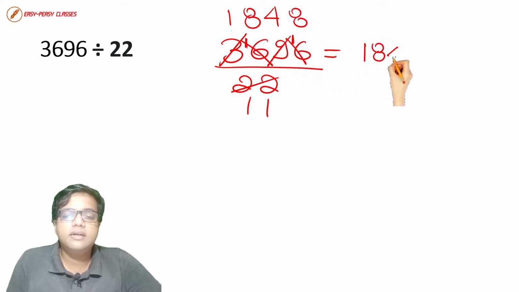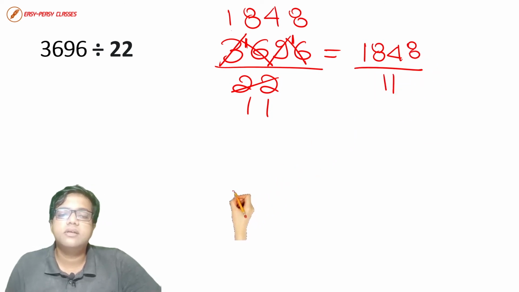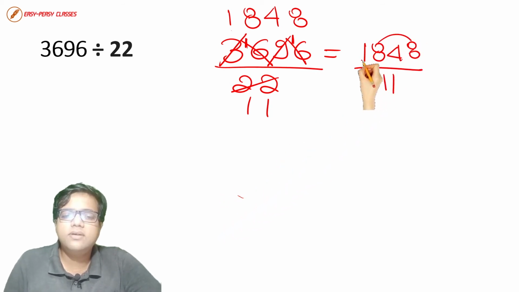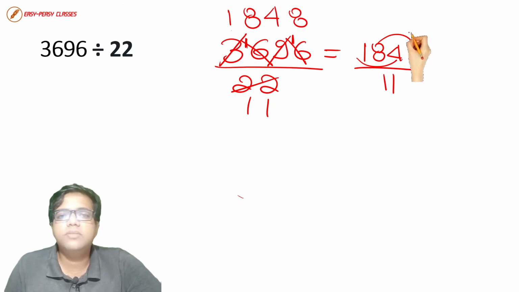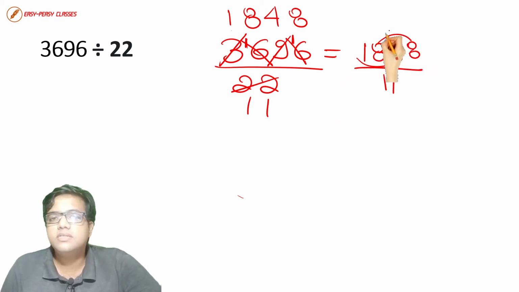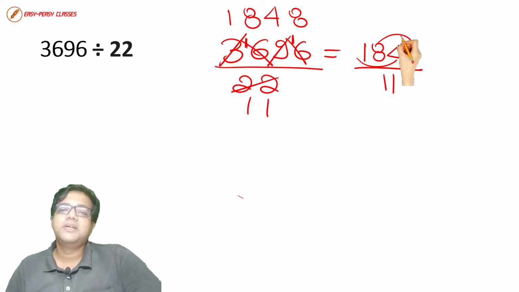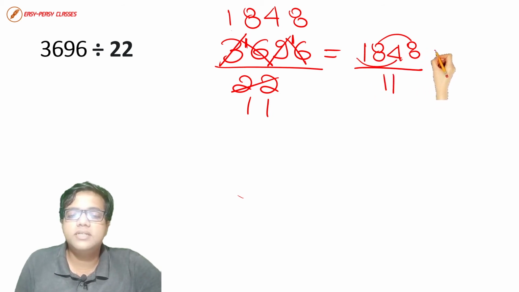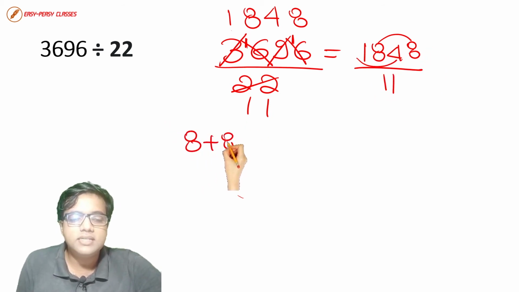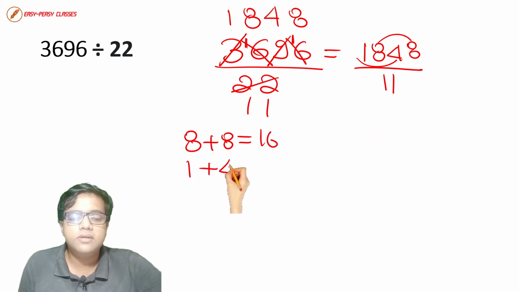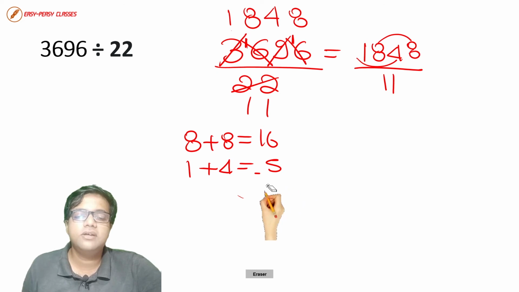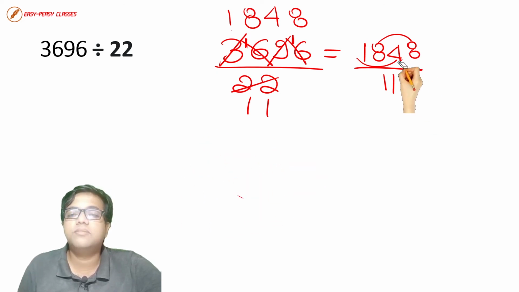So 1848 divided by 11. Do you know the divisibility rule for 11? The difference between the sum of alternate numbers should be a multiple of 11. Let's take the sum of alternate numbers. 8 plus 8 is 16. 1 plus 4 will give you 5. If you take the difference, it will give you 11, and 11 is a multiple of 11 itself. So therefore the given number is divisible by 11.